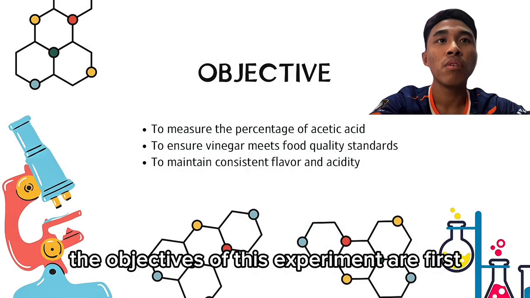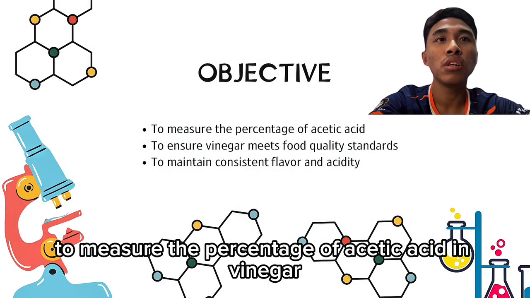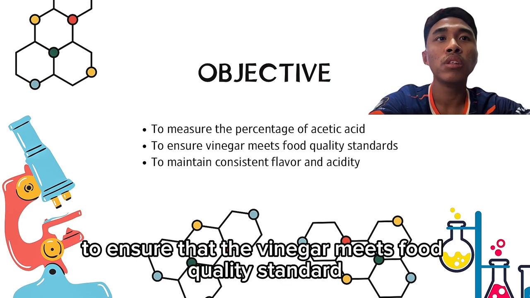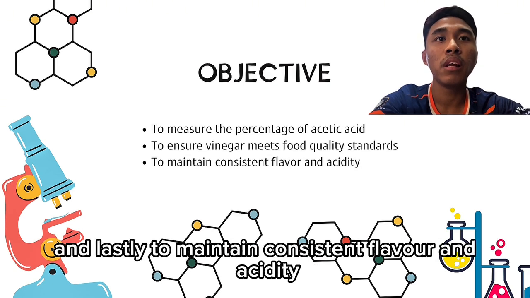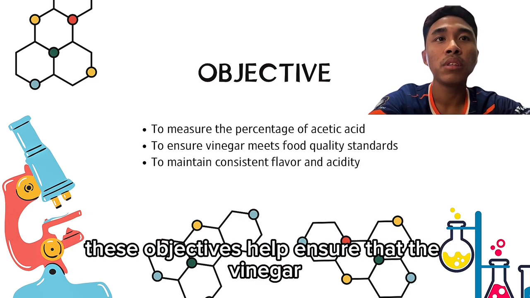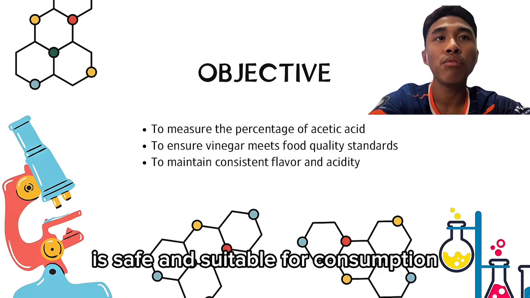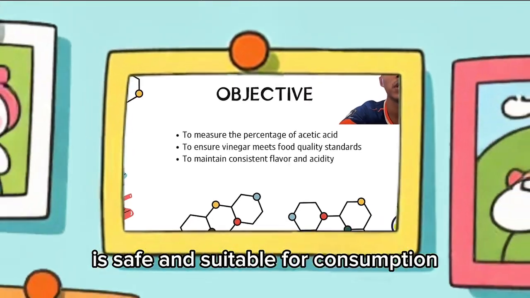The objectives of this experiment are: first, to measure the percentage of acetic acid in vinegar. Second, to ensure that the vinegar meets food quality standards. And lastly, to maintain consistent flavor and acidity. These objectives help ensure that the vinegar is safe and suitable for consumption.